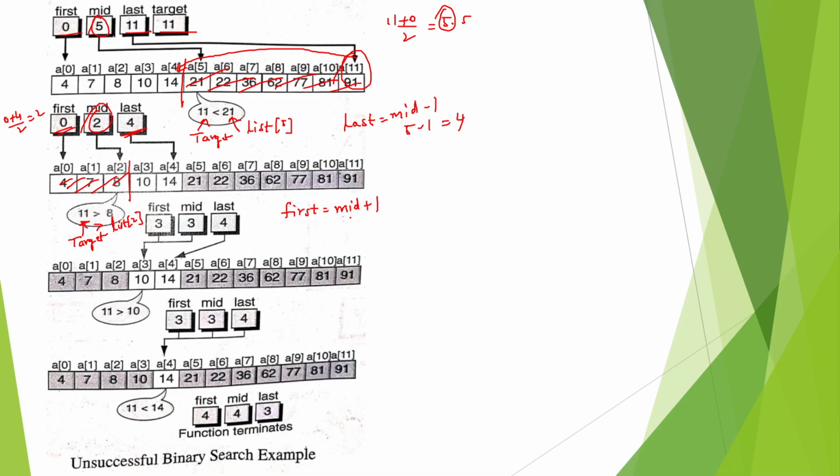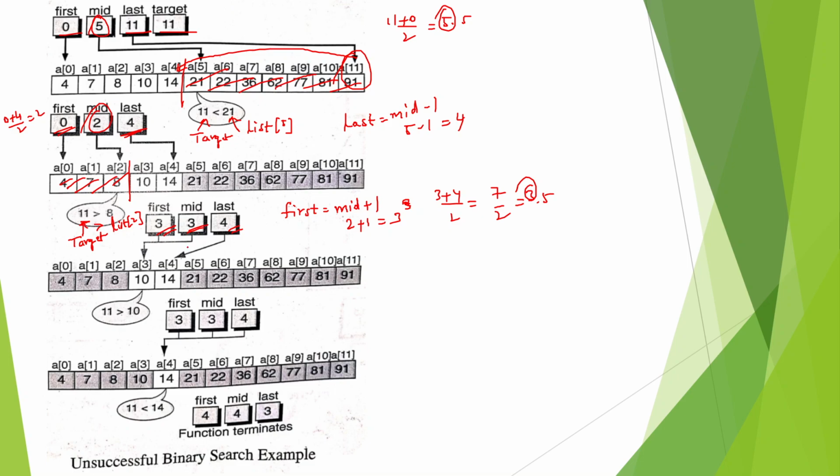What is my mid? In the previous case, it was 2. Let's put 2 plus 1, it will be 3. My first became 3. Last remained unchanged, 4 only. Calculate the new mid. So 3 plus 4 divided by 2, 7 divided by 2, 3.5. Take only the integer. Your mid value became 3.